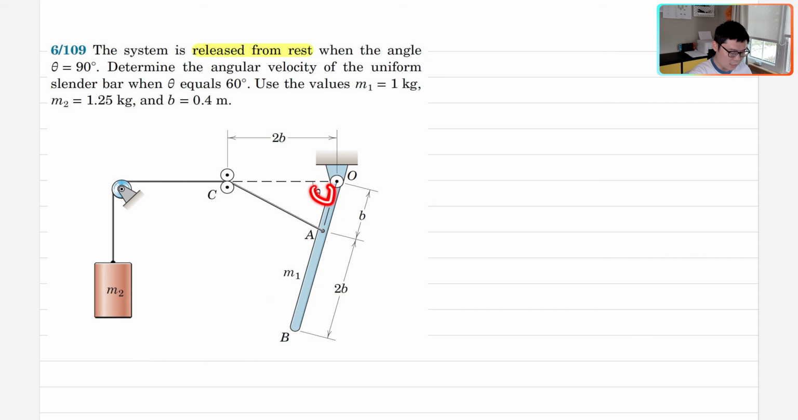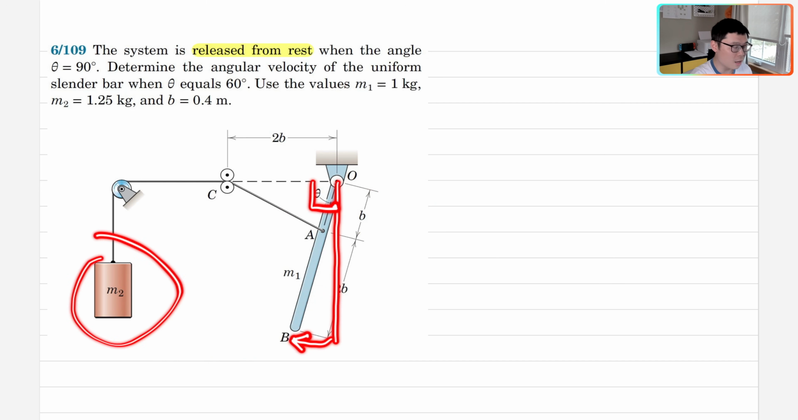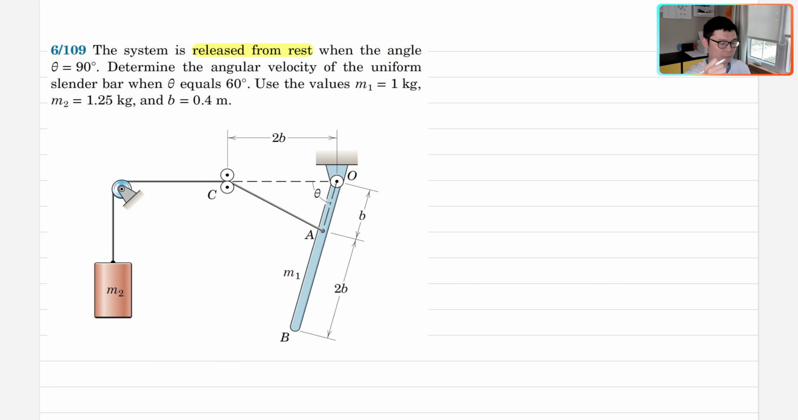When this angle was 90 degrees, apparently this is not the initial state. But when we end up with 60 degrees, it seems like this angle can be 60 degrees. So this is the ending position we want to solve. So where do we start? We start from here, when the angle is 90 degrees. Right, so this is what you want to start with. And then we move, and this slender moved to here because the weight is pulling it.